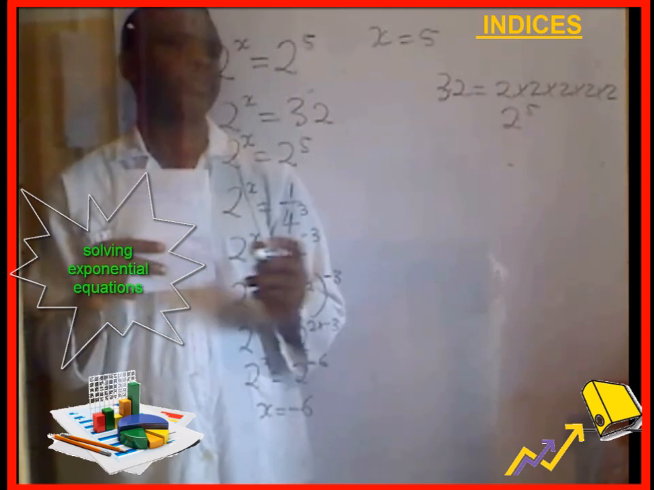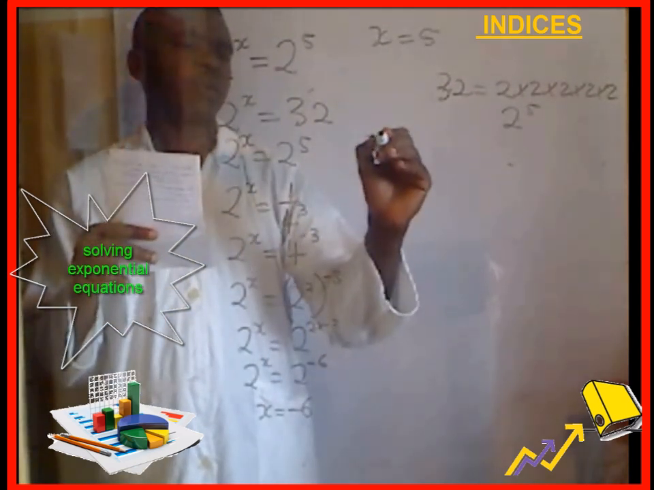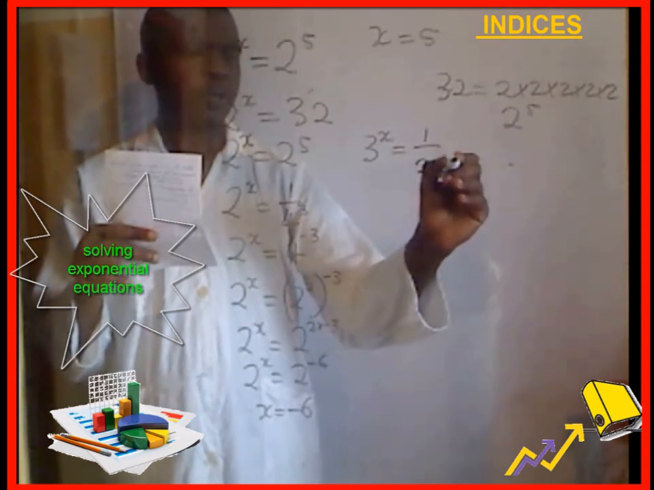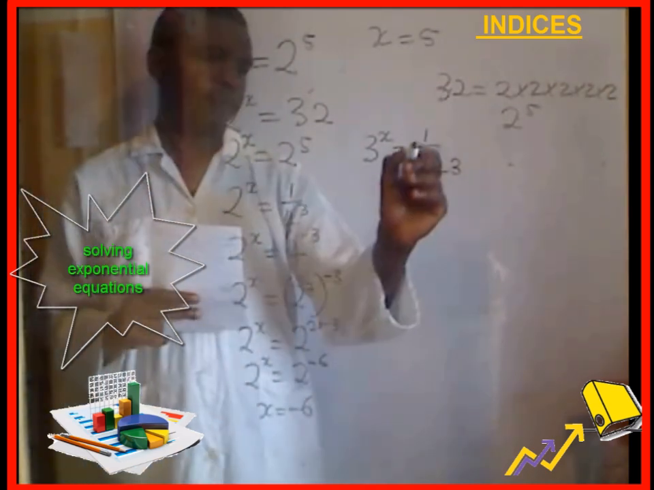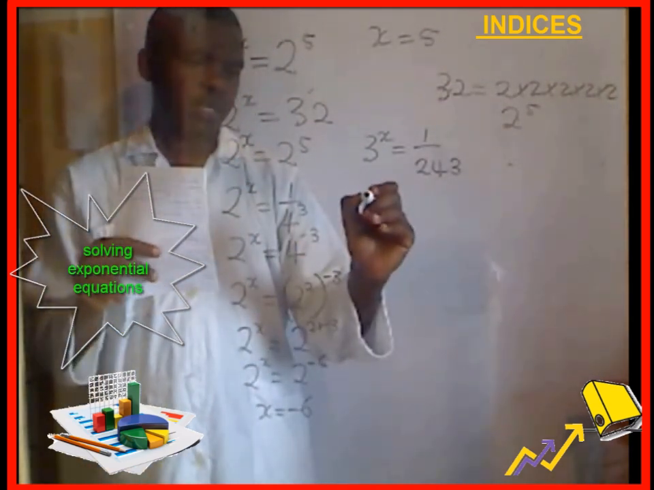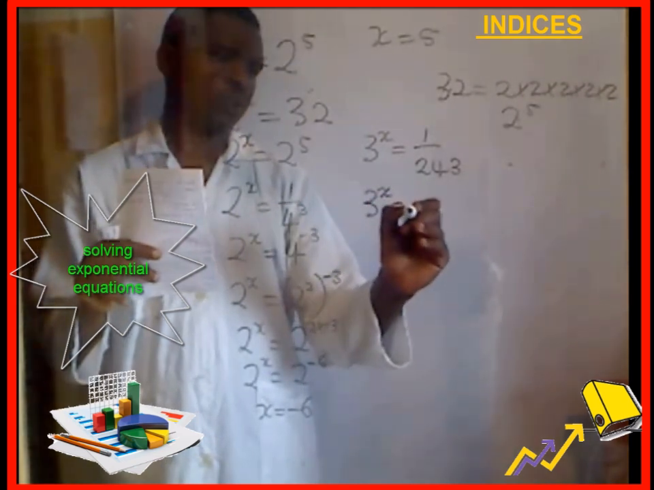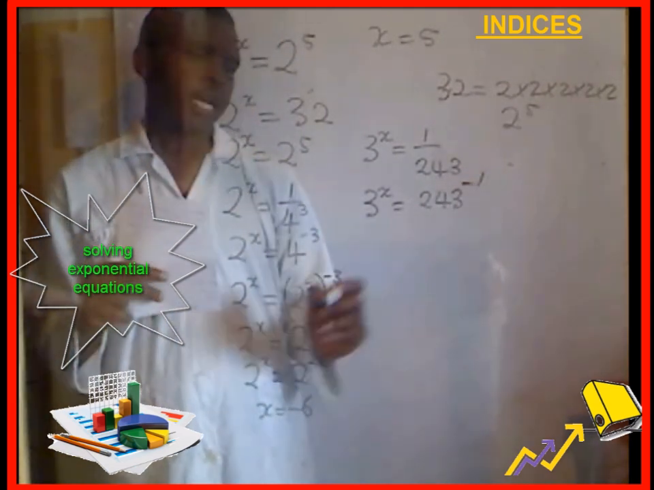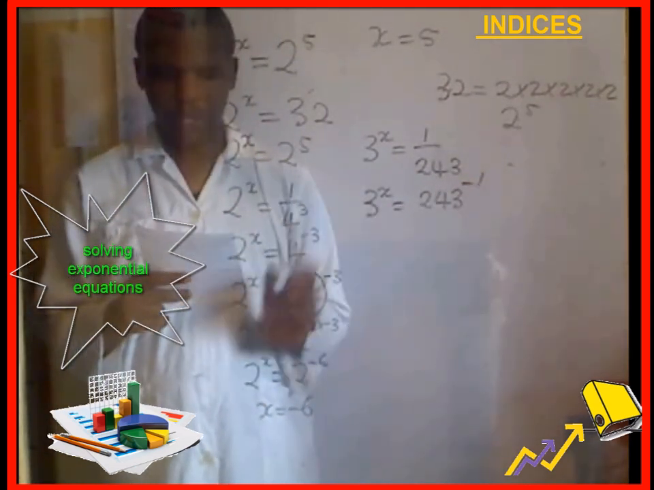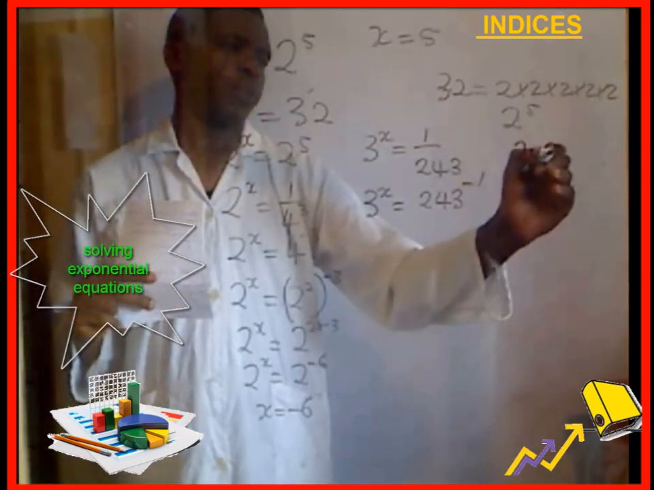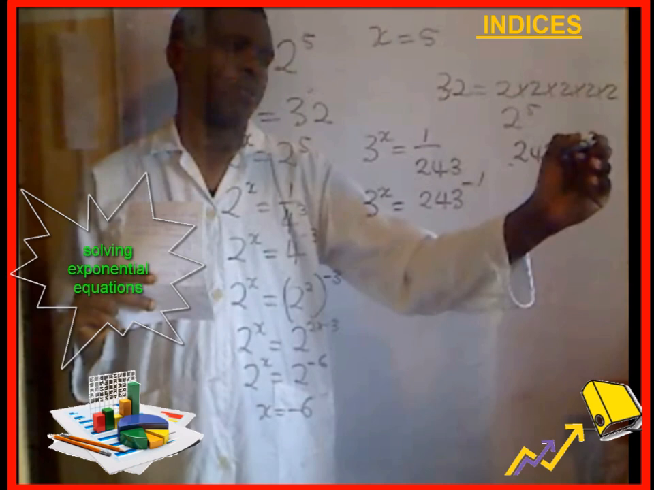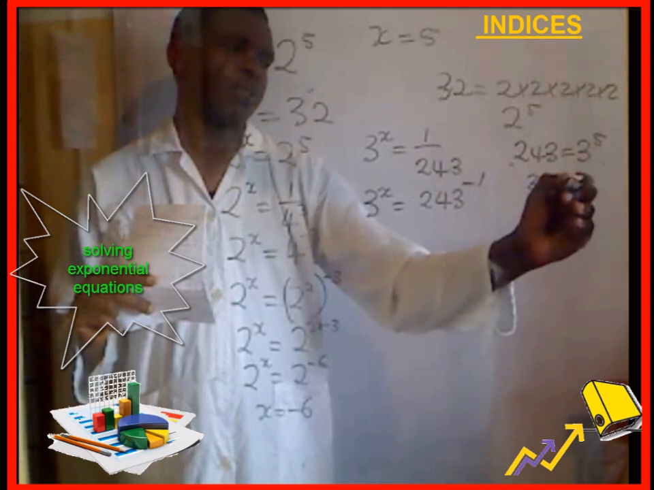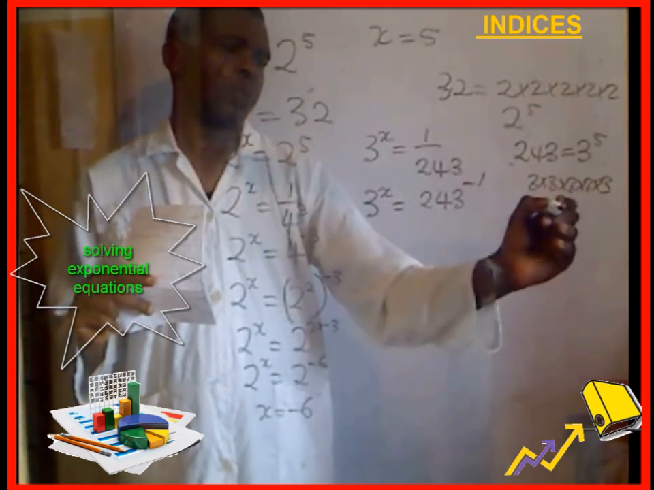Let's look at another example. 3 raised to the power x is equal to 1 all over 243. So this is a fraction which is a negative index. This is 3 raised to the power x is equal to 243 raised to the power minus 1. But I can express 243 in base 3. 243 is equal to 3 raised to the power 5. If I say 3 times 3 times 3 times 3 times 3, that will give me 243.